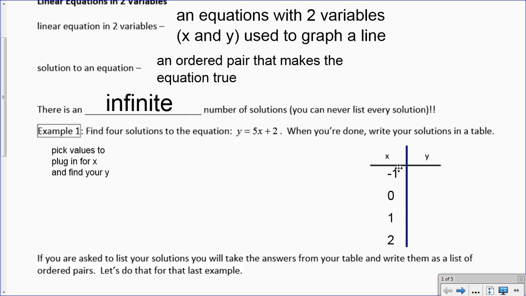Let's start with the -1. I take that -1 and I plug it in for x into this equation. So now I have y equals 5 times -1 plus 2. Then I just simplify. 5 times -1 is -5. -5 plus 2 gives me -3. So my ordered pair comes out to be -1, -3, because that was the x value I picked, and that's the y value that got matched with it. Next number I did was the 0 for x, so I plug that in. y equals 5 times 0 plus 2. 5 times 0 is 0. So it ended up coming out as y equals 2.